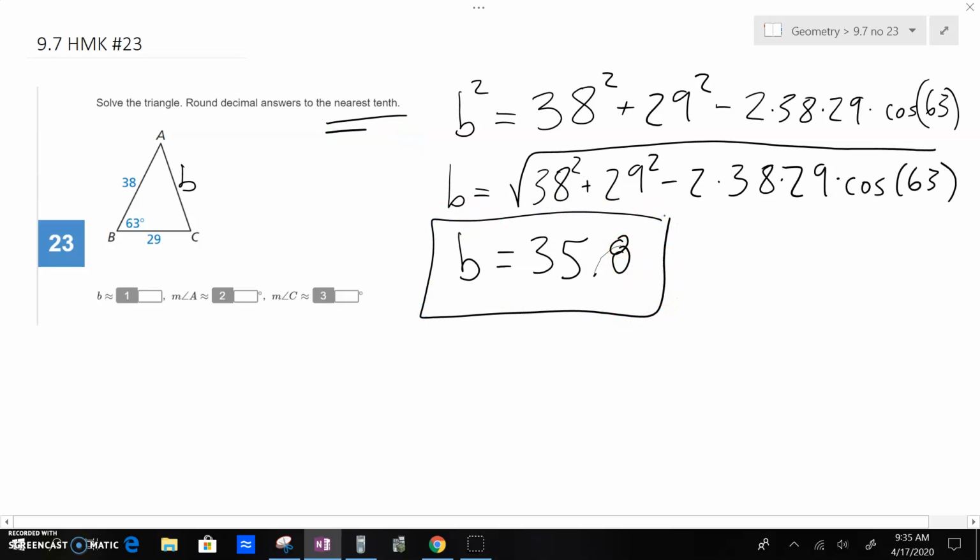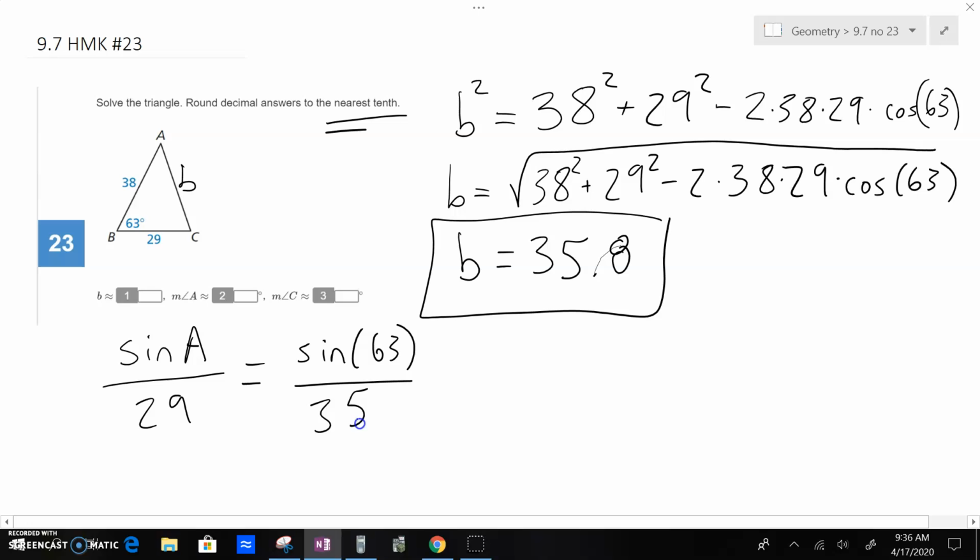We're then going to go ahead and get an angle measure. It doesn't really matter which angle measure we get. We can choose either A or C. I'll do A, since that's just the one they list second. So now I'm going to use law of sines. I'm going to say sine of A over 29 equals sine of 63 divided by 35.8. So that's using law of sines. Sine of A, which is this angle up here, divided by 29, which is the side across from it, and then sine of 63 over 35.8.